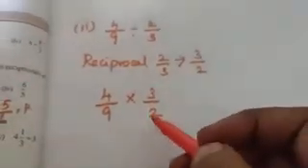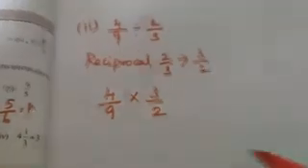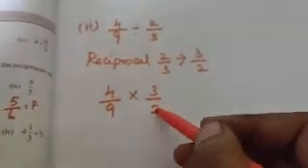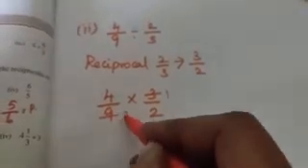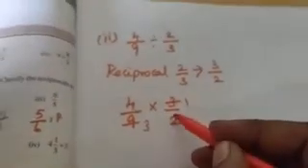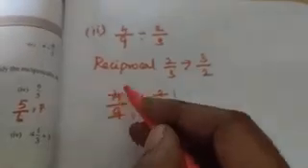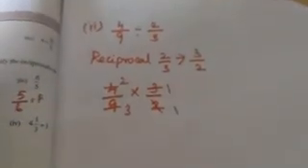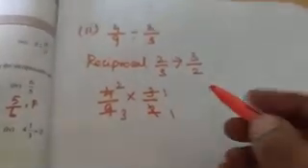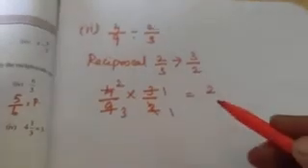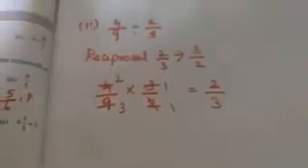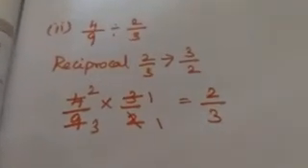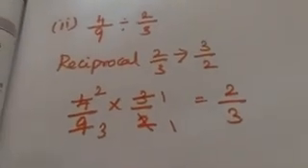Right? Here you see diagonally we can cancel the numbers because 3, 9, 2, 4 both can be cancelled. So 1 3s are 3, 3 3s are 9. Same way 1 2 is 2, 2 2s are 4. Right? So the answer is 1 into 2 is 2 and 1 into 3 is 3. So 2 by 3 is the answer for question number 2. I hope this is clear.